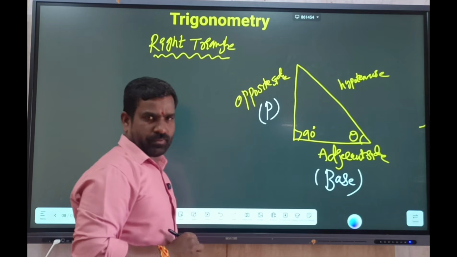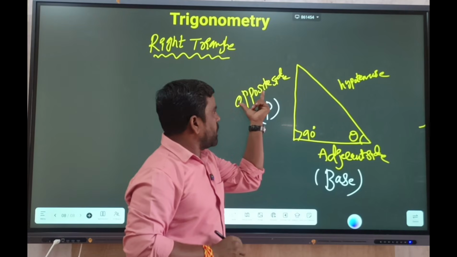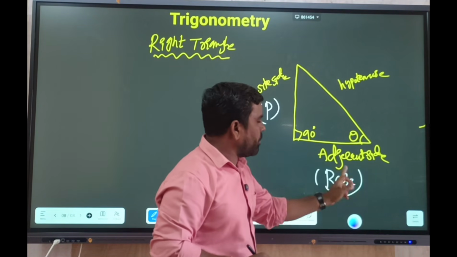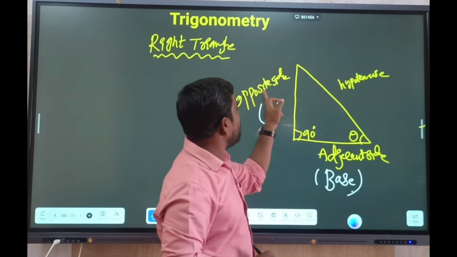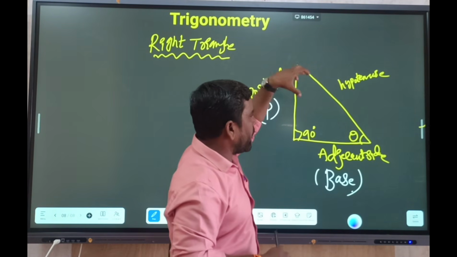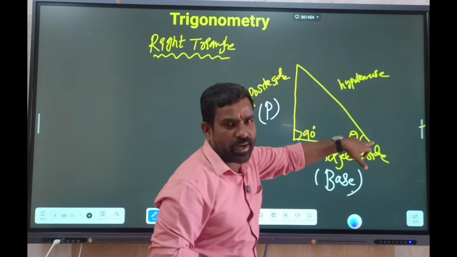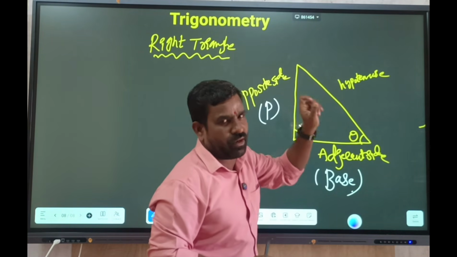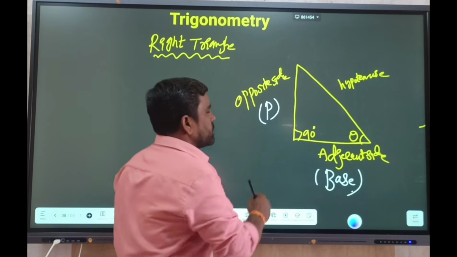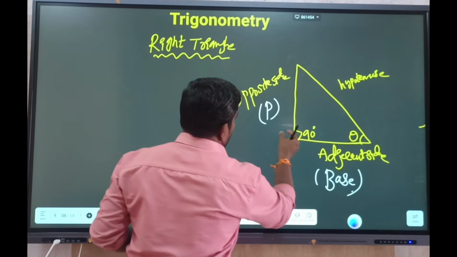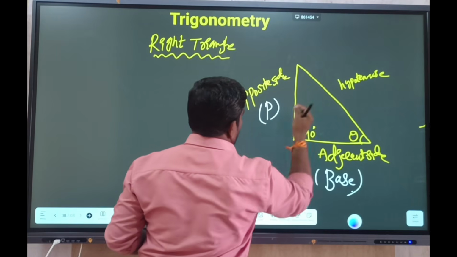Very important case. So perpendicular is the opposite side, and this is the base. Sometimes, taking theta, exactly opposite is the opposite side, and this is the adjacent side. But the hypotenuse does not change. In a right triangle, the largest side is the hypotenuse. Very important. So exactly opposite the 90 degrees is the hypotenuse. So here: base, perpendicular and hypotenuse.